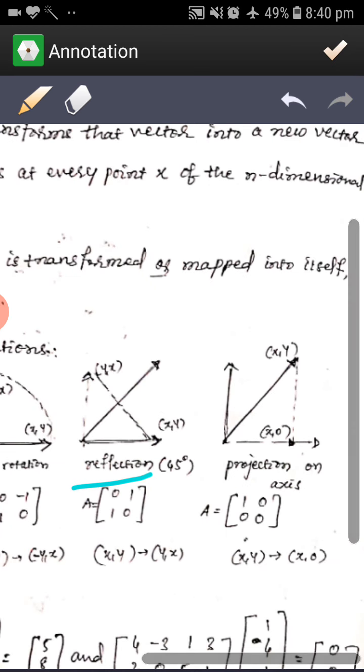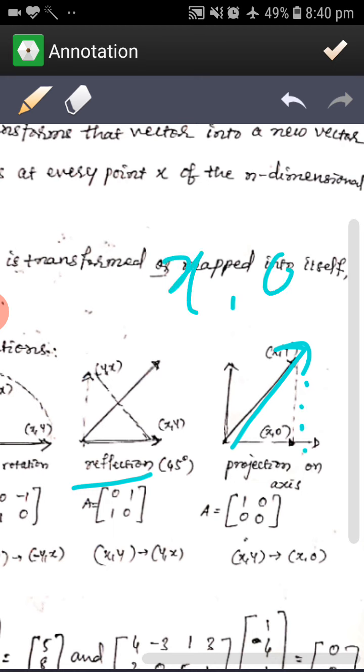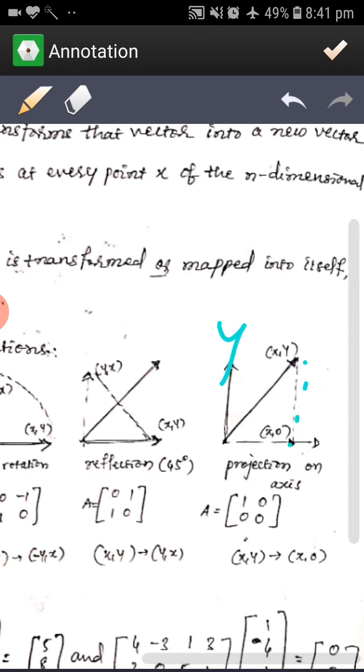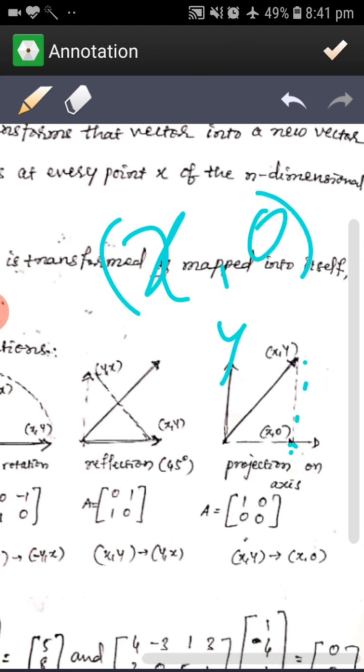So projection, in the sense that if it is a vector like (x, y) and you project on x, then it will be (x, 0). That means the y is becoming 0. If this is the y in the graph, so y is becoming 0. Okay, so it is becoming (x, 0). So you can see the vector here, the y term is becoming 0.